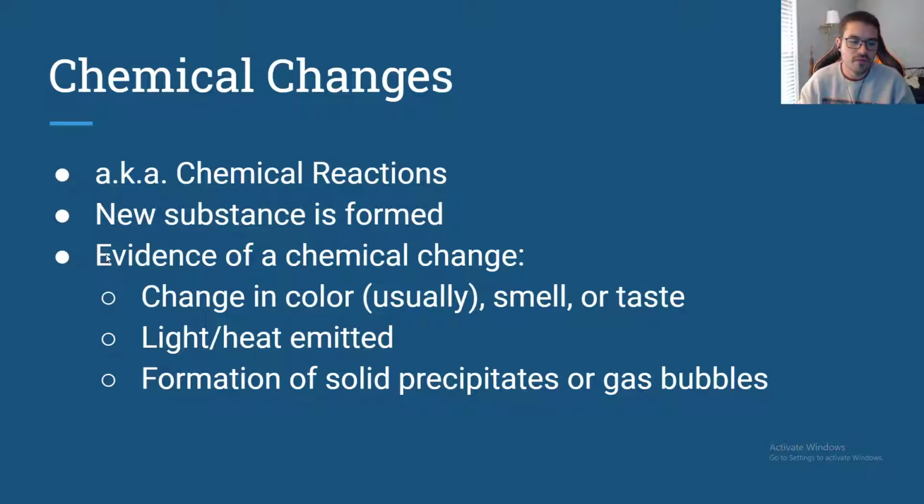So here are some of the things that you can use to justify whether or not you think something is a chemical change. If you see a change in color, usually this means that a chemical change has taken place. This is not 100% of the time, it's just a general rule of thumb. If the smell of something changes, then that really does, almost 100% of the time, mean that a chemical change or a chemical reaction has taken place. And same thing with taste. If something tastes different, then that is really good evidence that a chemical reaction has taken place.